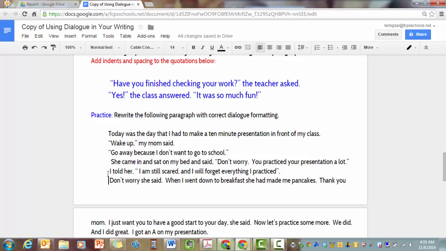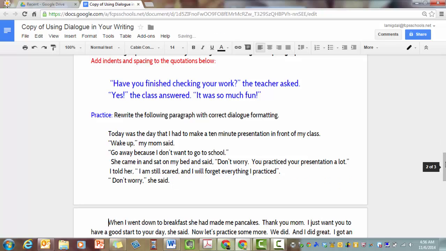Look at all these indents. Does this look strange? Well, it looks strange when all we're doing is talking, but when you put it in a story and there's just little pieces, it doesn't look so strange. All right, don't worry, comma, she said. And then this is not talking.